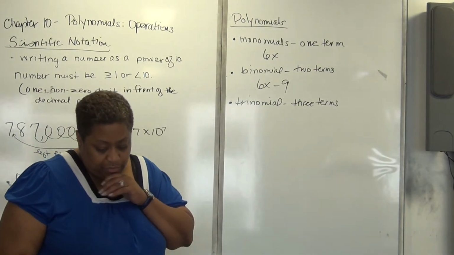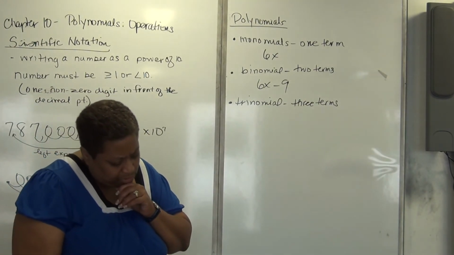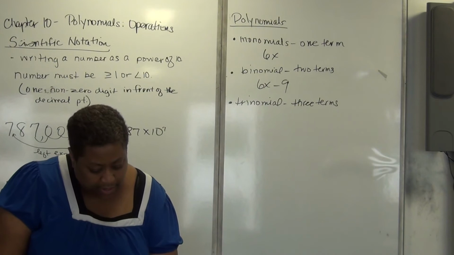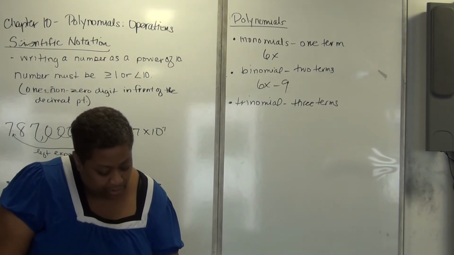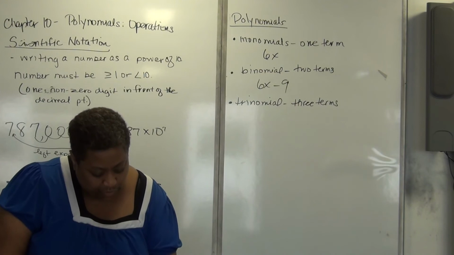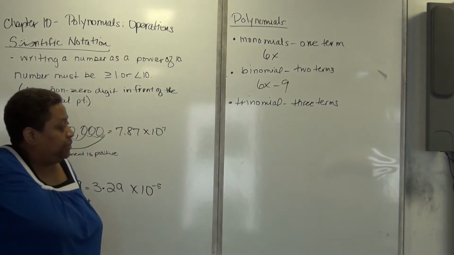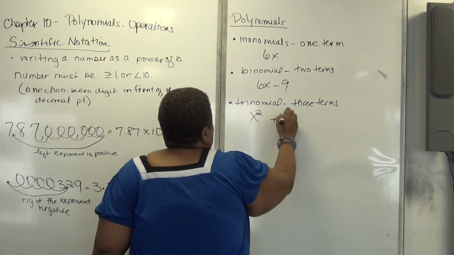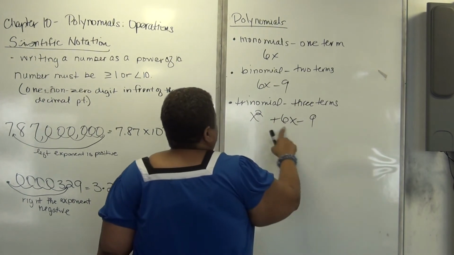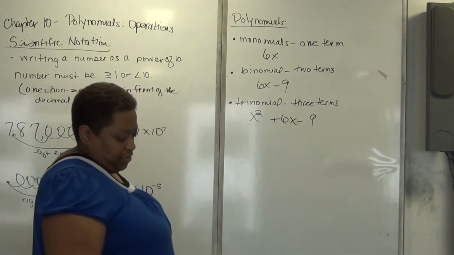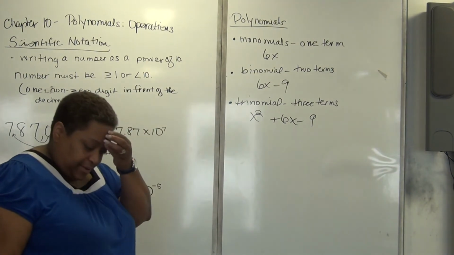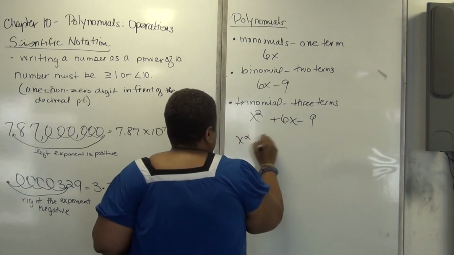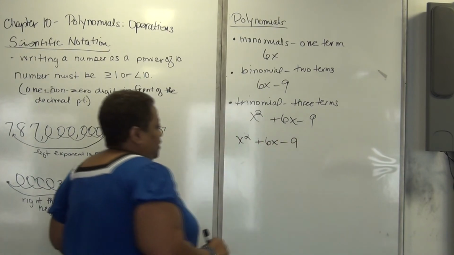Okay? 3 terms. And what are we going to be doing with these polynomials? First of all, just being able to recognize what kind you have, whether you have a monomial, a binomial, or a trinomial. So a trinomial would be something like x squared plus 6x minus 9. 1, 2, 3. 3 terms. Now, let's look at this trinomial right here: x squared plus 6x minus 9.